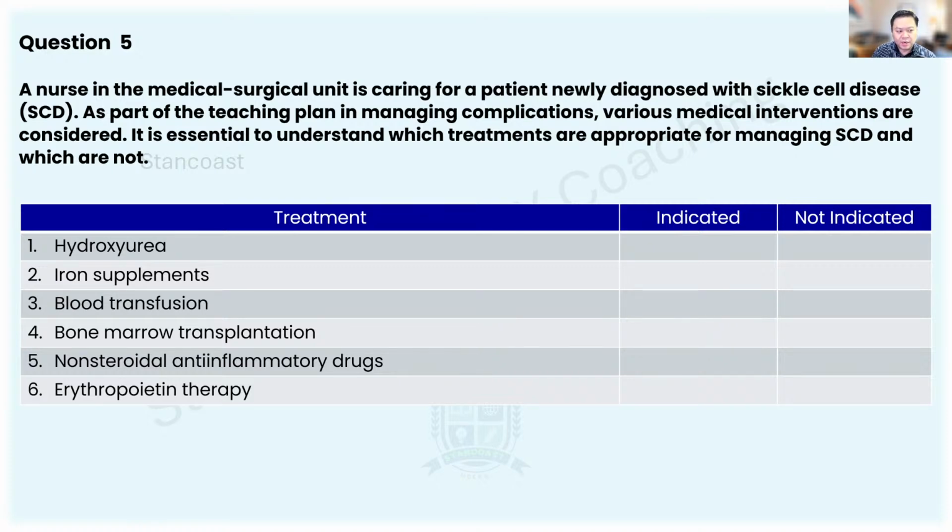All right, let's start on answering the test items here. Okay, let's make sure we are filtering the answers here. Hydroxyurea, again, this is a preventive measure, right? It will prevent the crisis. It prevents future crisis, because there will be multiple future ones, so it will prevent. Okay, so this is indicated.